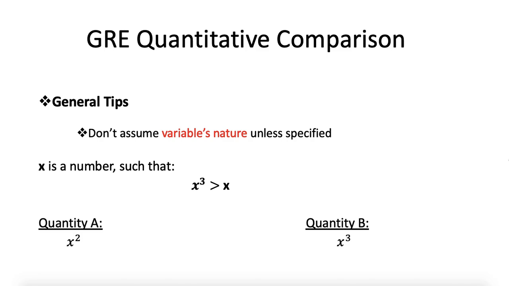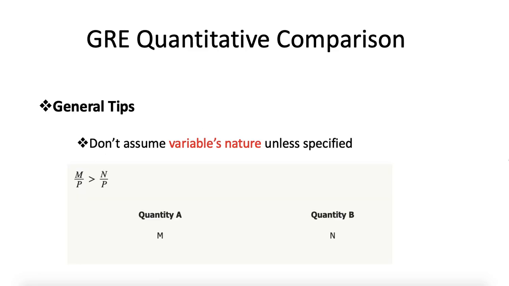So the point from this tip is that you should never assume the variable's nature unless it is specified. Just like in this question, if you assume P is positive, quantity A is greater. But if you assume P is negative, quantity B is greater. That's why never assume the nature of a variable unless specified.